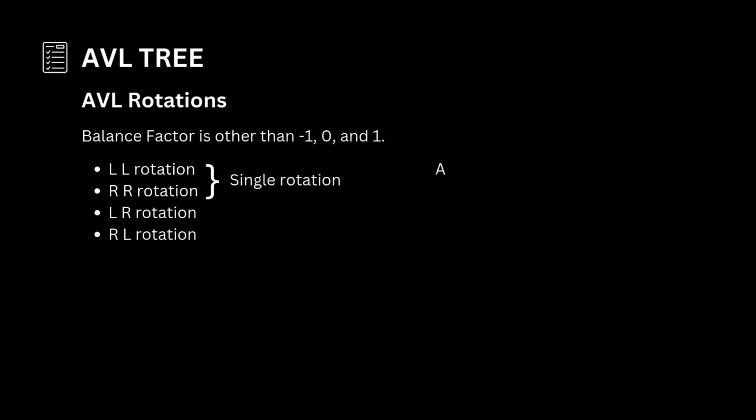The first two rotations, that is LL and RR, are single rotations, while the other two, LR and RL, are double rotations. For a tree to become unbalanced, its minimum height must be at least 2. Let's explore each type of rotation.